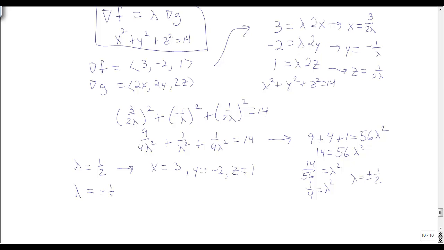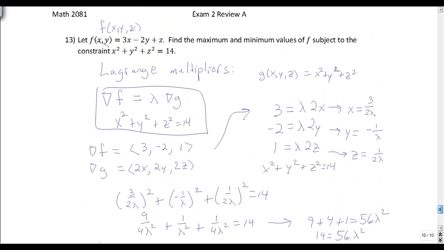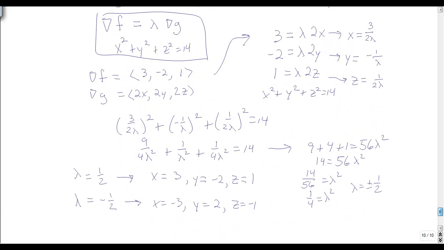If lambda is -1/2, what we'll get is -3, 2, and -1. Same thing as before, just with negatives. So it's going to turn out that if we have a max or a min subject to this constraint, it's going to occur either at 3, -2, 1, or at -3, 2, -1. So we have to go and find our function, 3x minus 2y plus z. Presumably one of those 2 points is going to give us the max, the other the min.